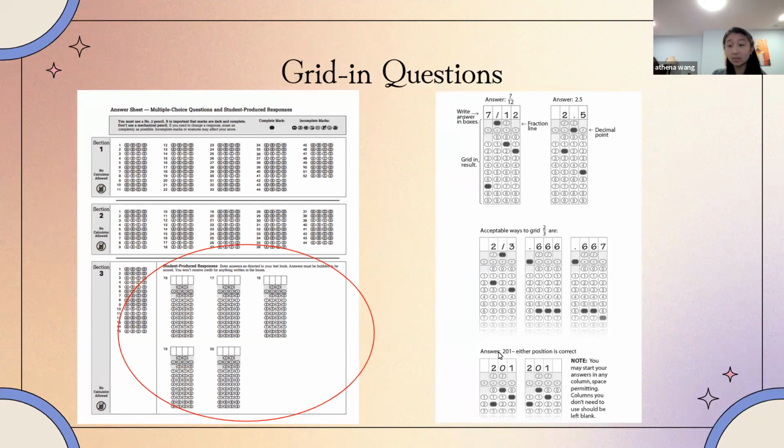And then the positions don't matter. If there are only 2 or 3 digits, then you can just move it in the answer choice and they won't mark it wrong.